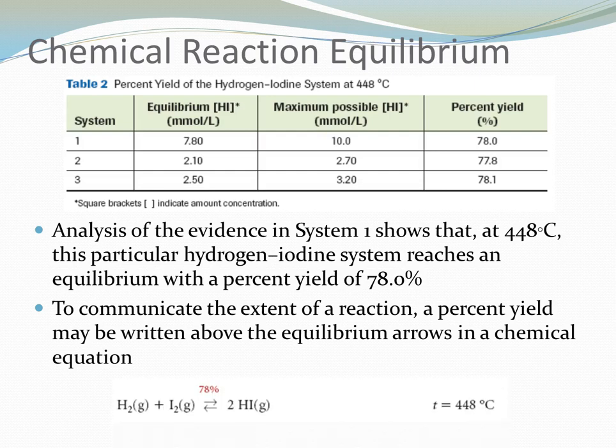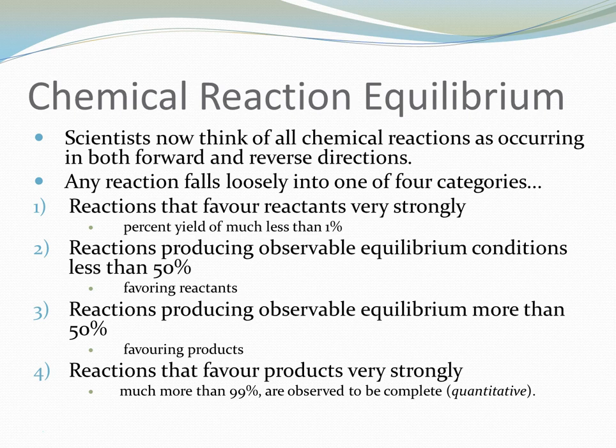The evidence from the previous table shows that the percent yield of the hydrogen iodine system was 78%. When a percent reaction is determined, the percentage is written above the equilibrium arrows. Scientists believe that all reactions are occurring in forward and reverse directions. Reactions can fall into one of four categories, though.